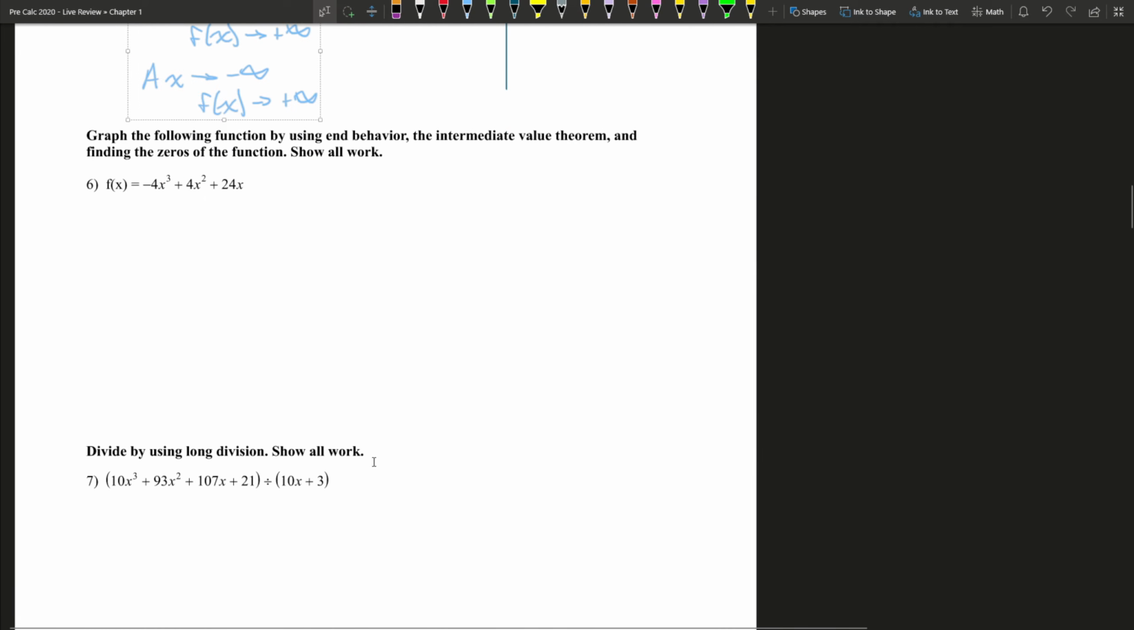All right. So again, number 6, this is kind of like the meatiest part of this test, at least in terms of point values per question. This is pretty heavy. All right. So this says graph the following function using end behavior, the intermediate value theorem, and finding the zeros.